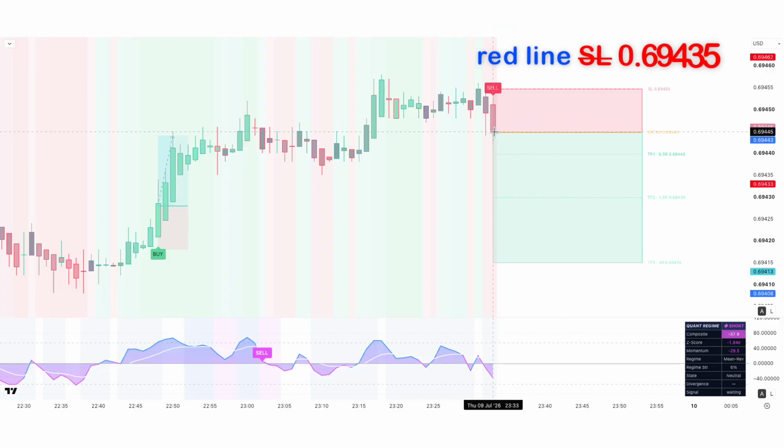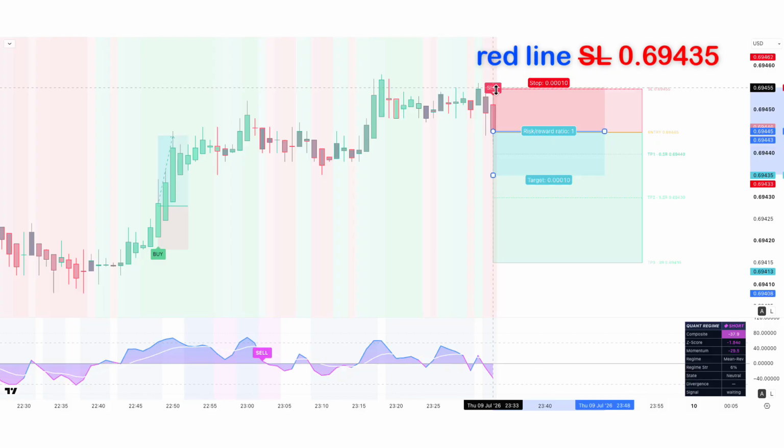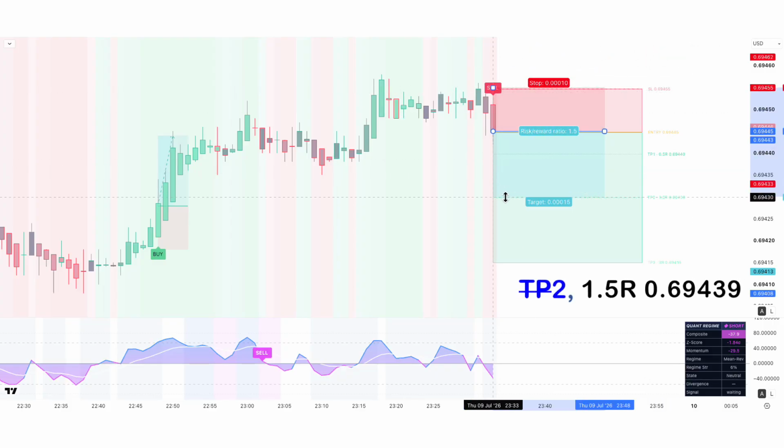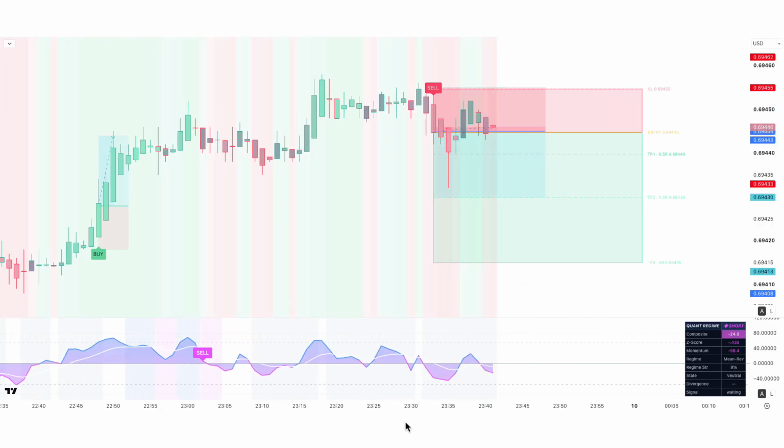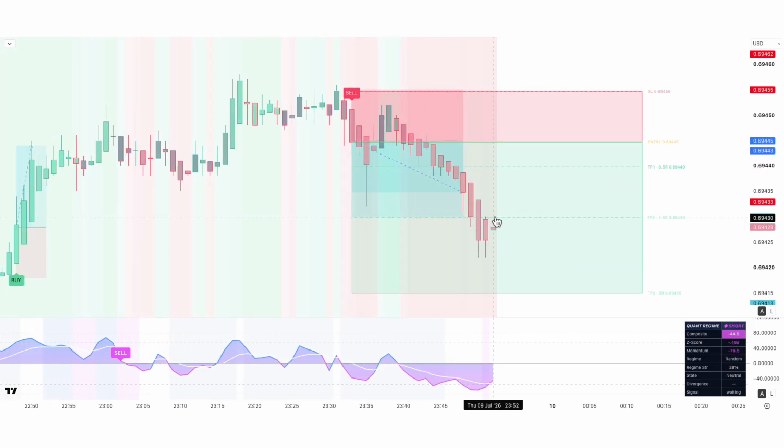0.69444. Our stop loss is to be placed at the red line SL 0.69435. And the risk to reward ratio will be TP2 1.5R 0.69439. Let's see what happens to our trade. We have won the trade. Let's find the next trade.